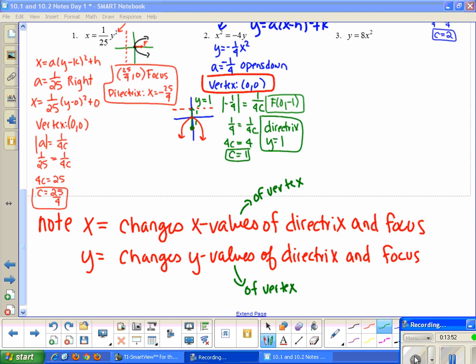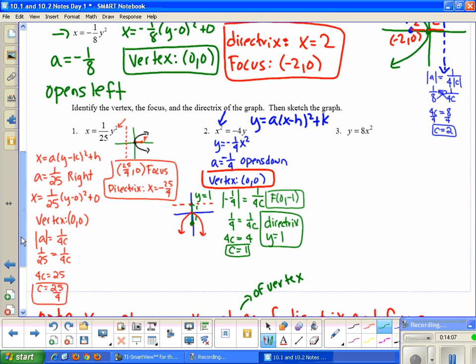So just to note what I just said, notice that when it's x equals an equation, it changes the x values of your vertex for your focus and directrix. And when it's y equals, you're going to change the y values of your vertex for your directrix and focus in order to figure out what they are.